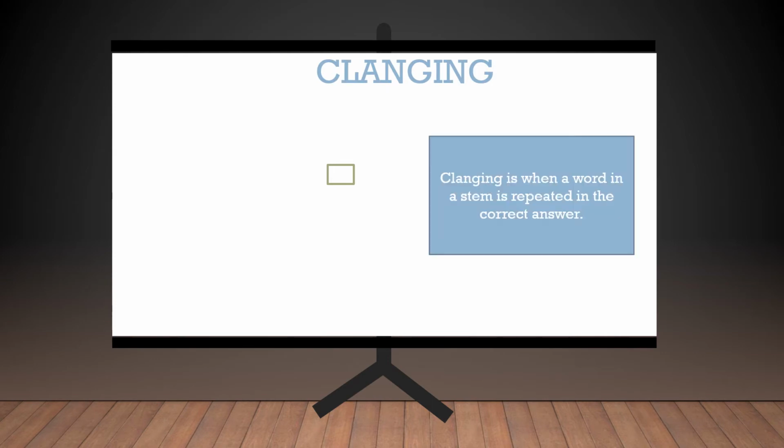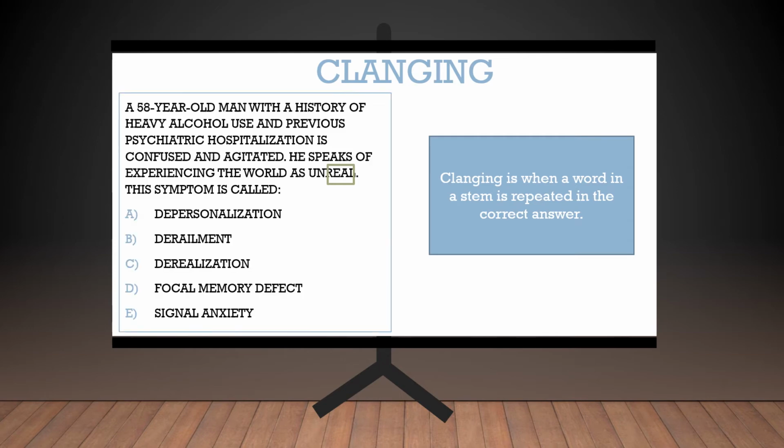Clanging. Clanging is when a word in the stem is repeated again in the correct answer. In this example, you'll notice the repetition that occurred.